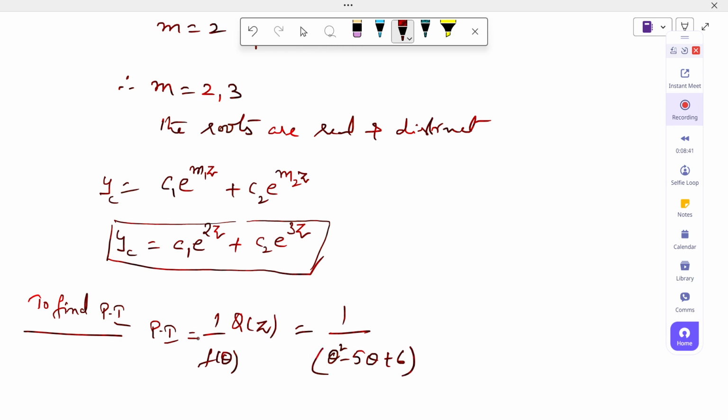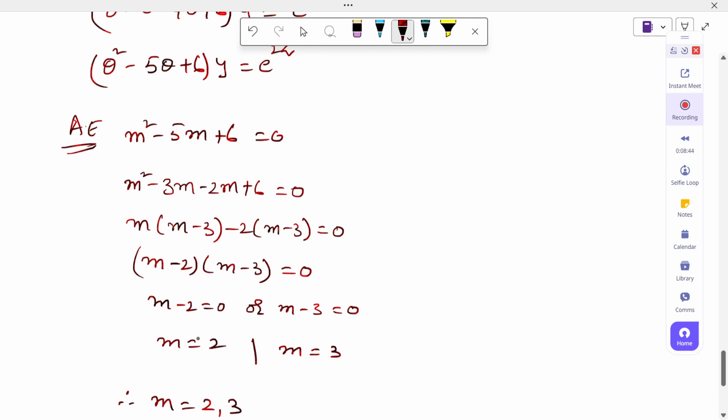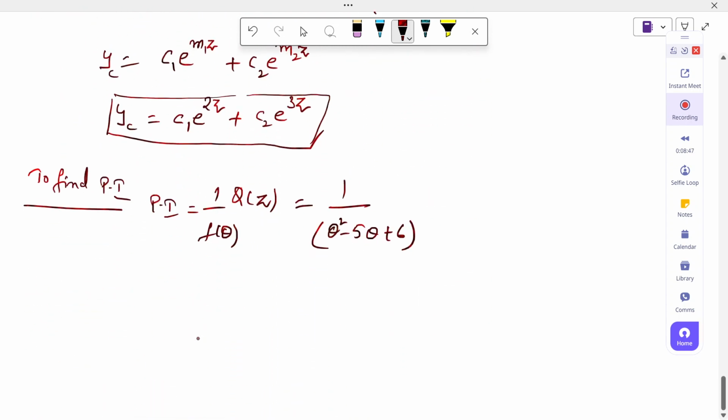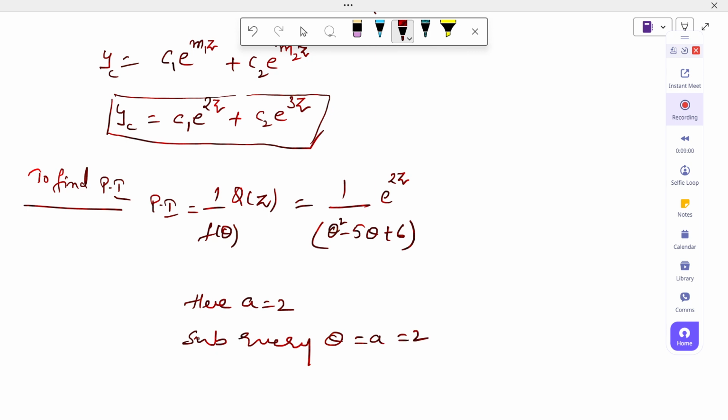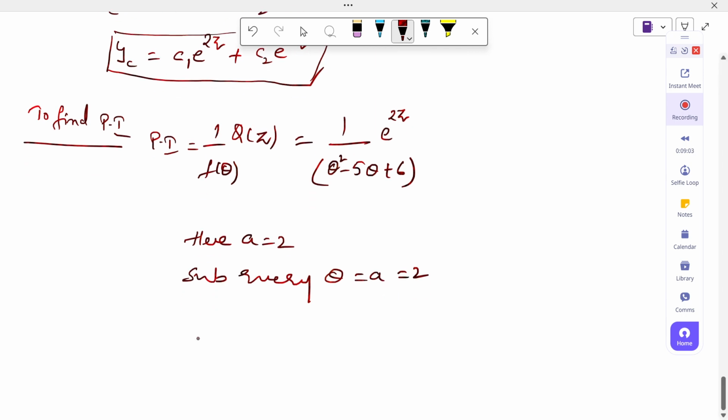Then Q of z, what did it change to? It got changed to e to the power of 2z. Here a equals 2. Substitute every theta with a equals 2, which gives 1 divided by 2 squared minus 5 of 2 plus 6, e to the power of 2z. 4 minus 10 plus 6 is 0. Yes, the case fails. So what do you have to do?